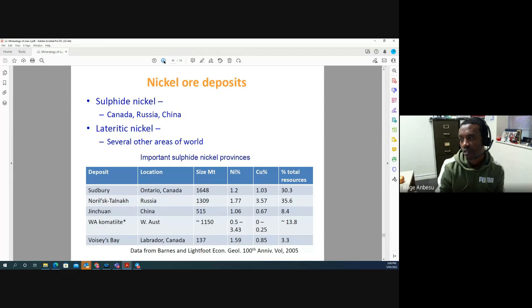For example, nickel sulfides are found in Canada, Russia, China, Australia, a number of places. And laterite nickel is found in many places around the world. Okay, so if you look at that table, it actually shows you some examples of nickel sulfides in the world. Okay, so example, Sudbury in Canada, very interesting place. In Russia, for example, the North deposit. In China, in the WA chromatites are the ones in Australia and other places as well. So they are fairly abundant. They are very good sources of nickel.